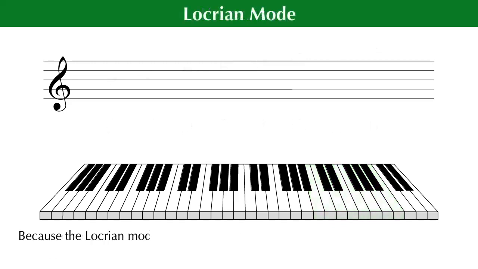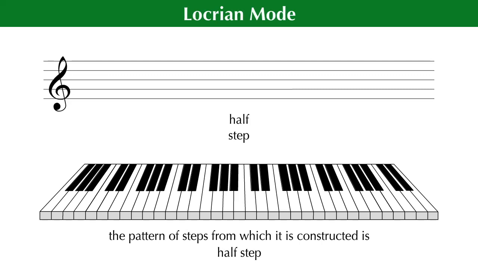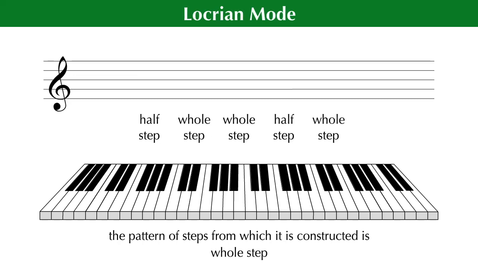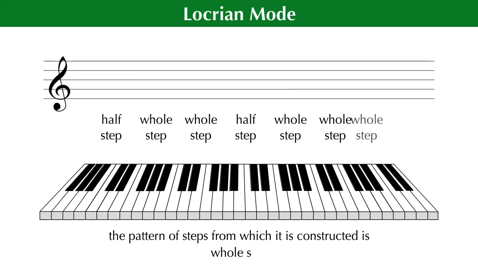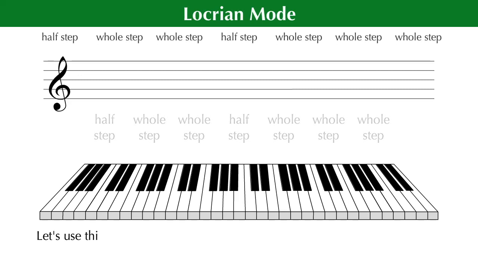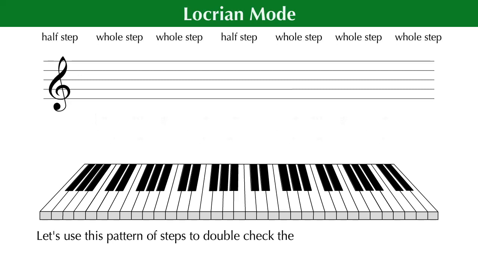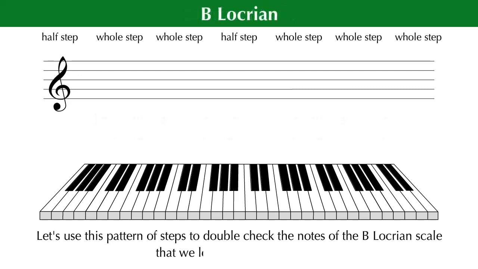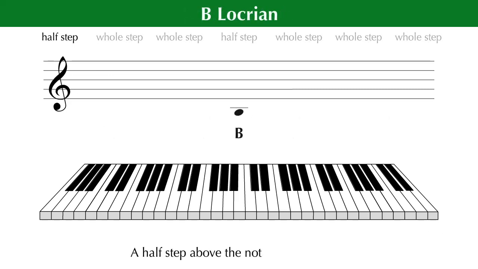Because the Locrian mode can be built off the 7th scale degree of a major scale, the pattern of steps from which it is constructed is half step, whole step, whole step, half step, whole step, whole step, whole step. Let's use this pattern of steps to double check the notes of the B Locrian scale that we learned just a bit earlier. A half step above the note B is the note C.